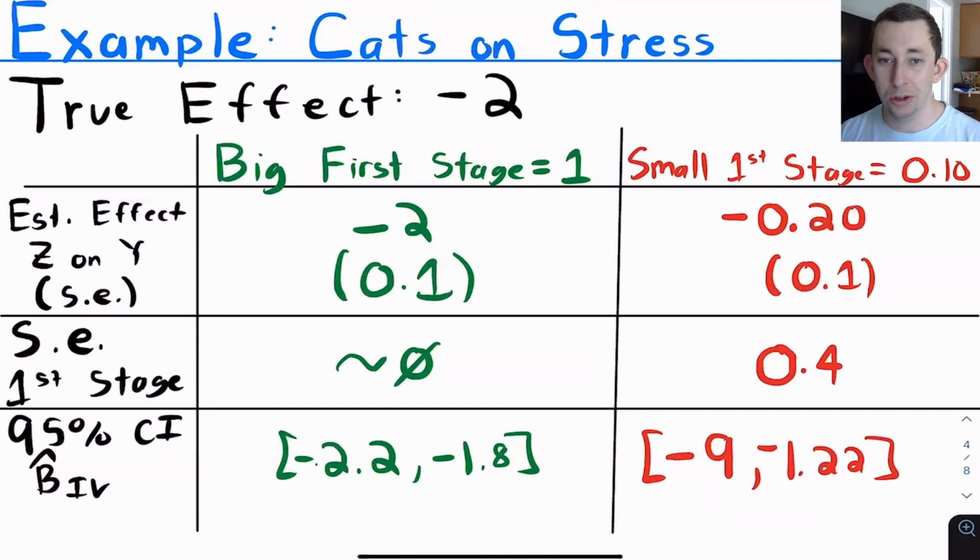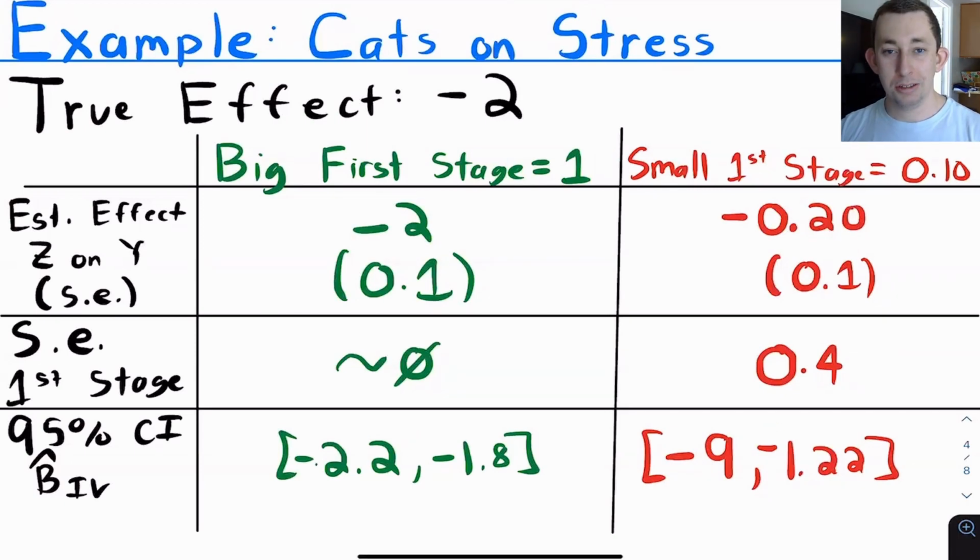Why is this interval huge? This interval is huge because I had a higher standard error. Why did I have a higher standard error? Because I had a smaller first stage. So this tells you two things. First, it tells you why having a larger first stage gives you a better estimate or a more precise estimate of your IV estimate. Notice that the true effect is contained in both intervals, but I would much rather have a smaller confidence interval than a wider confidence interval.